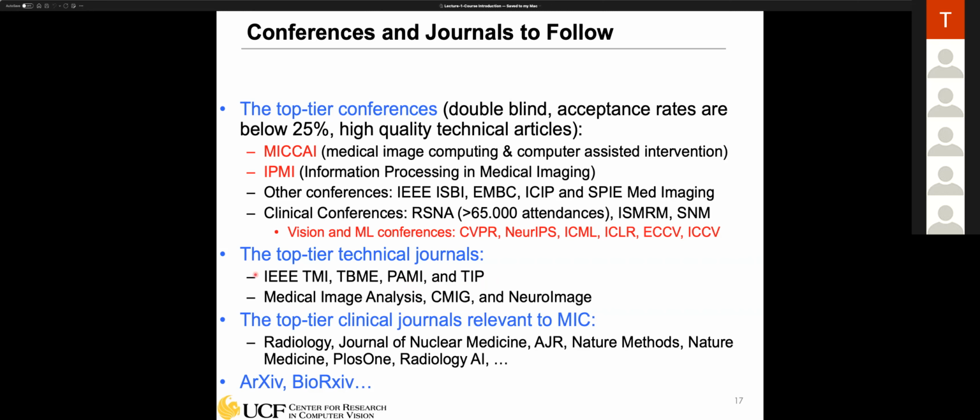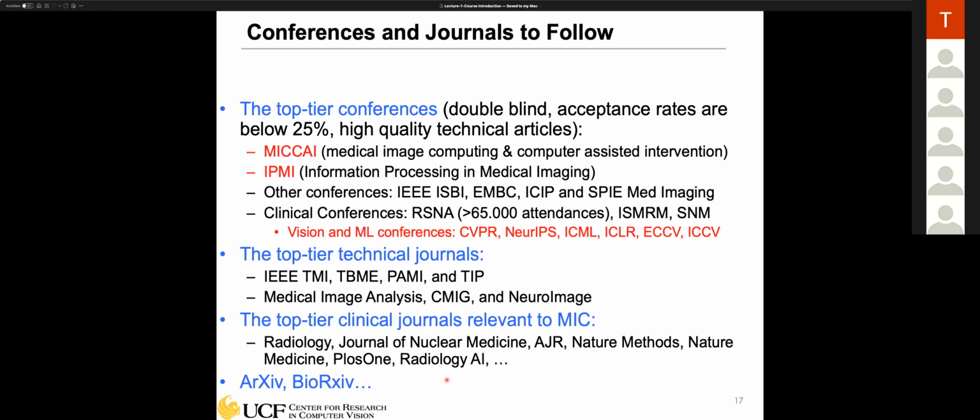There's also, so these are from IEEE, so that's the publisher. And these are from another publisher. So Medical Image Analysis, CMIG, and NeuroImage. So these are very top quality technical journals.